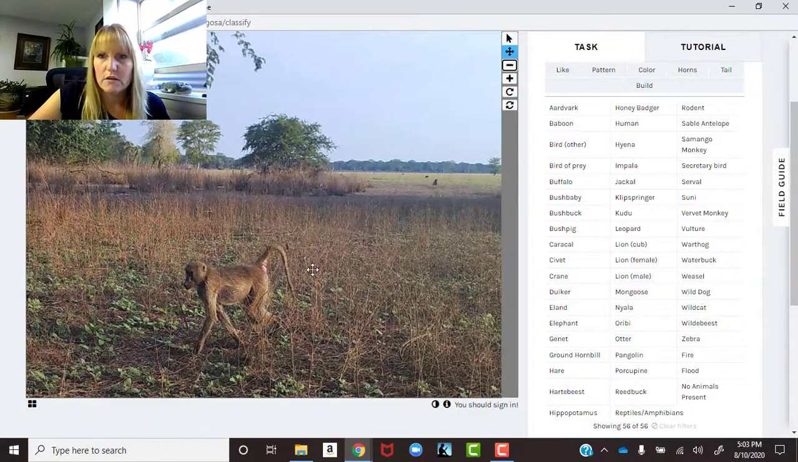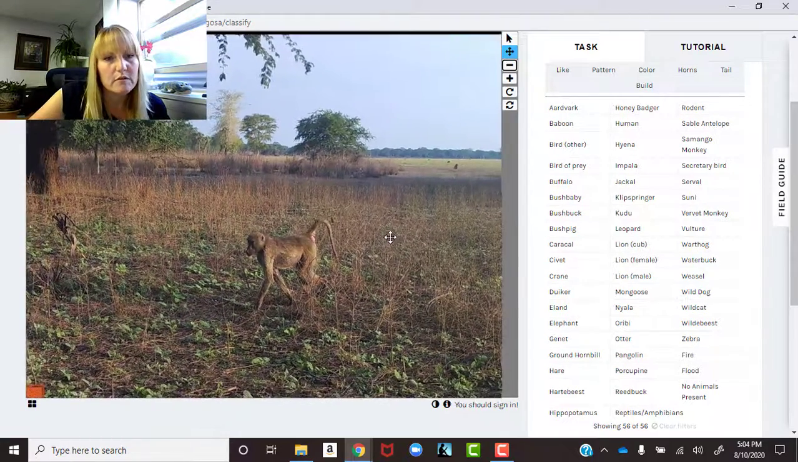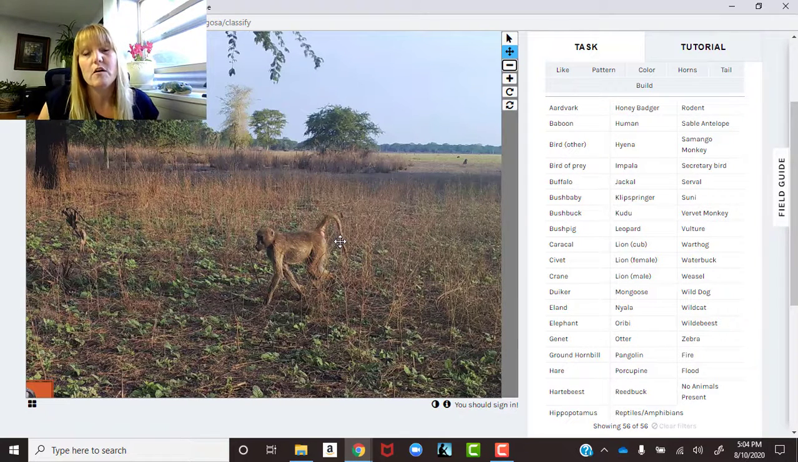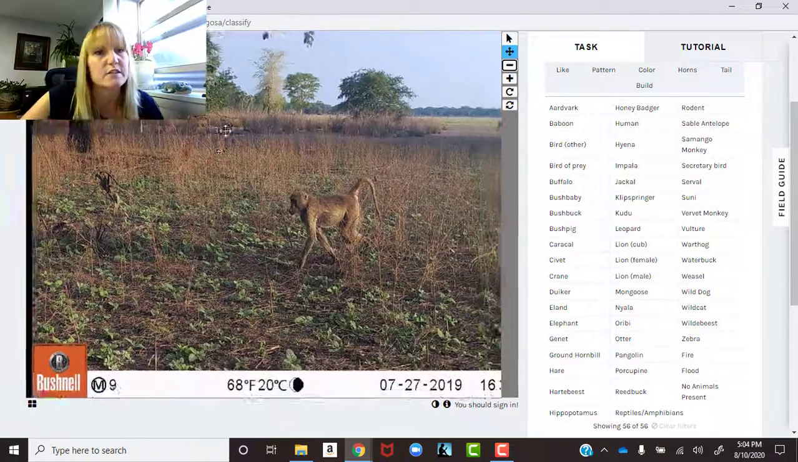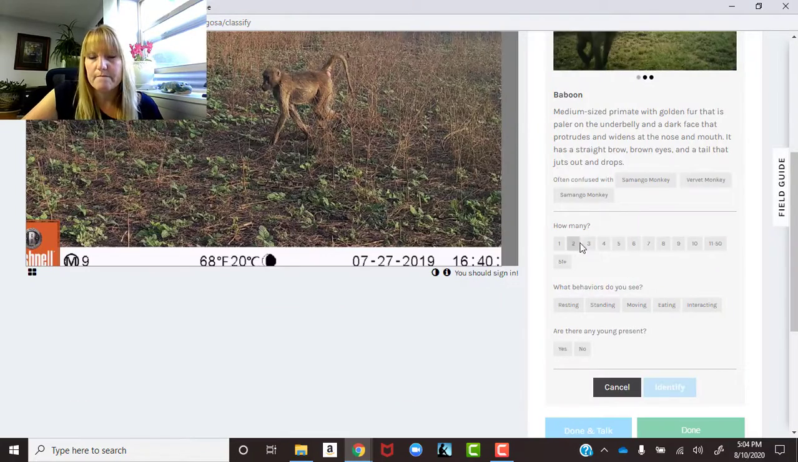Okay, so they won't ask you to identify male versus female for the baboons, but they will ask if young are present because they live in troops. They live in large troops, and they'll often have young. So look around really carefully. Sometimes the young will be playing off in the distance, or sometimes even in the trees. So make sure you look around before you identify.